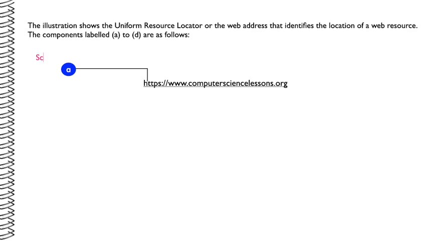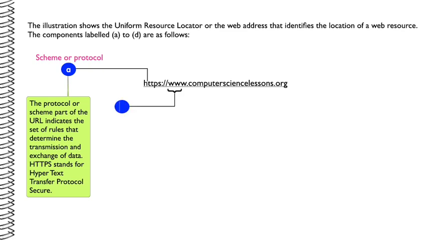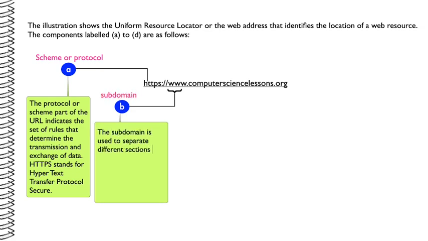The protocol or scheme part of the URL indicates the set of rules that determine the transmission and exchange of data. HTTPS stands for Hypertext Transfer Protocol Secure. The subdomain is used to separate different sections of a website. The subdomain www is a general symbol for any resource on the World Wide Web.